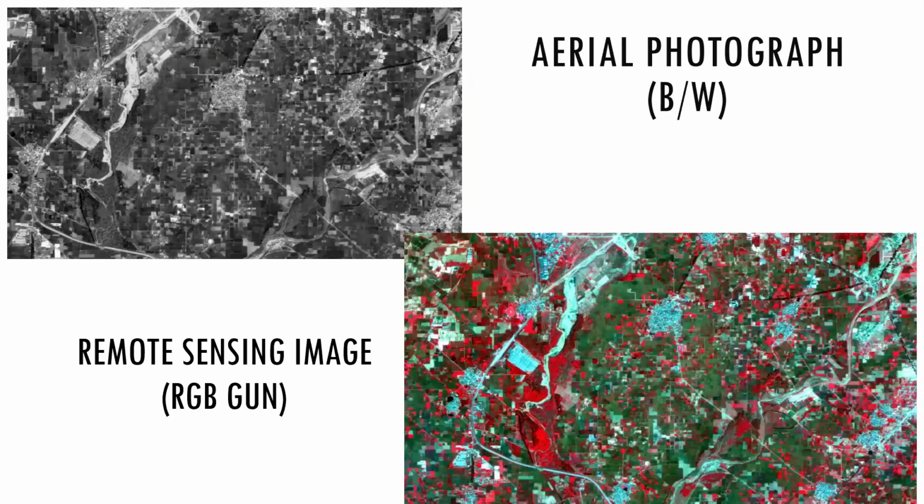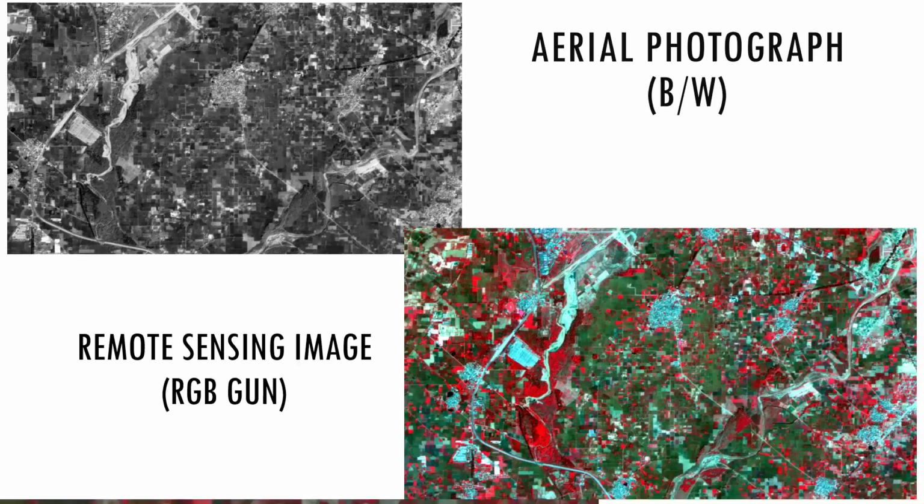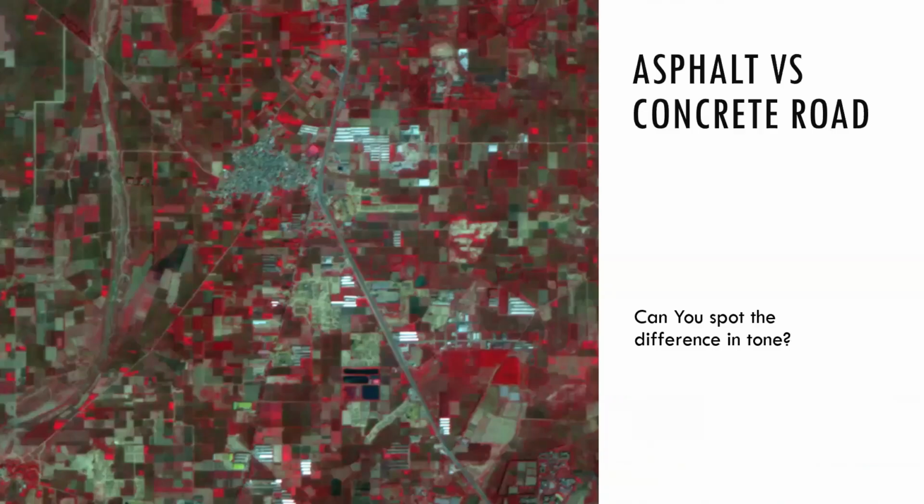This is how an aerial photograph, generally captured using a black and white camera, and a remotely sensed image, which is generally captured using an RGB gun, would look like. So, when you're given any of these images, how would you identify between different features and distinguish between similar types of features using tonal variation?